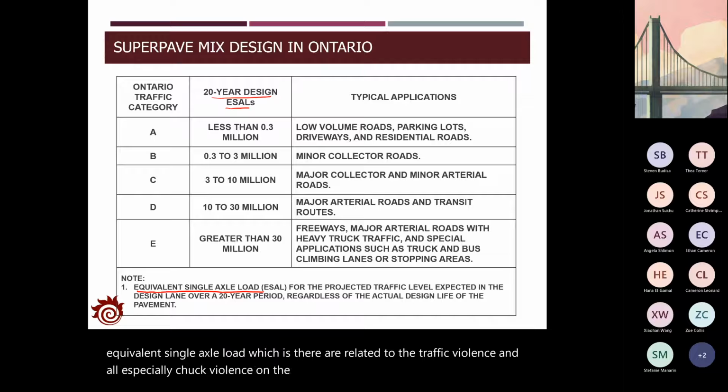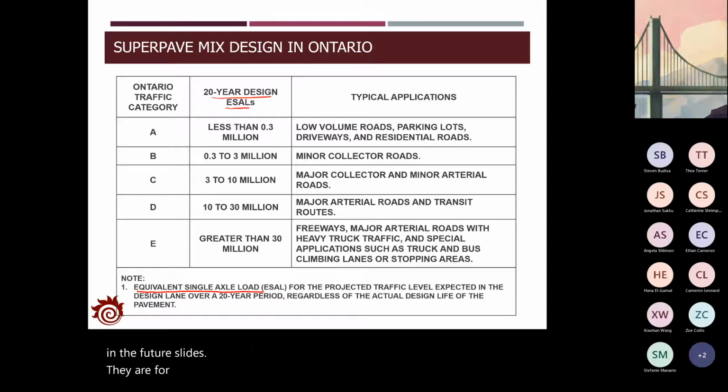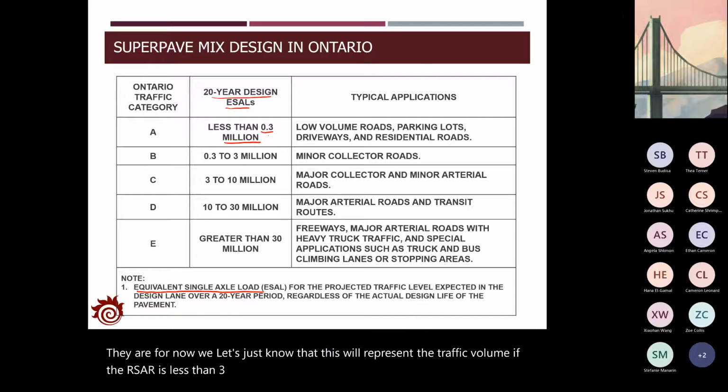We will have more introductions about how we are going to analyze the traffic and how we're going to define the ESAL in the future slides. But for now, let's just know that this will represent the traffic volume. If the ESAL is less than 0.3 million, then that will be the light traffic, category 1. It will be in the low volume roads.